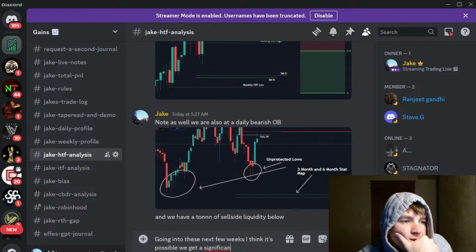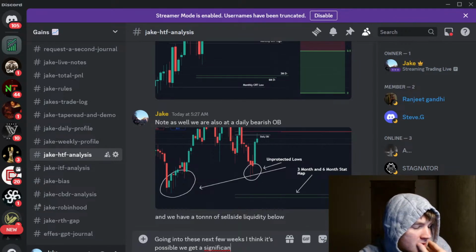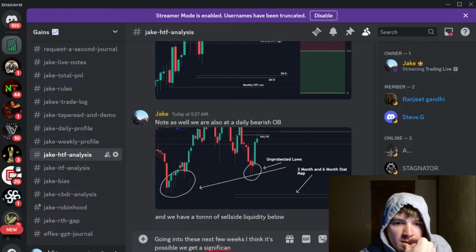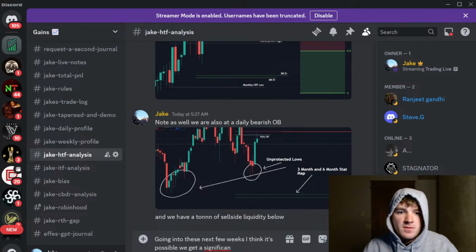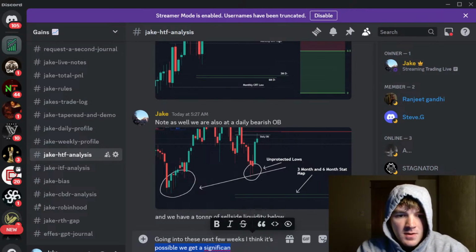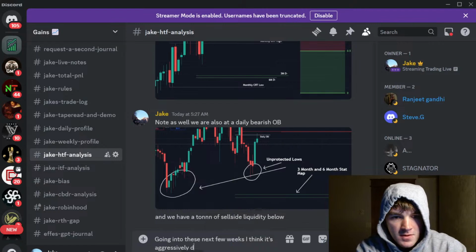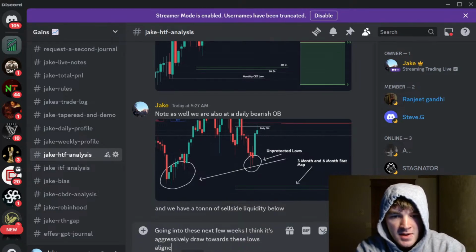How do I want to say this? Going into this next few weeks, I think it's possible we aggressively draw towards these lows aligned with the statistical distribution levels.